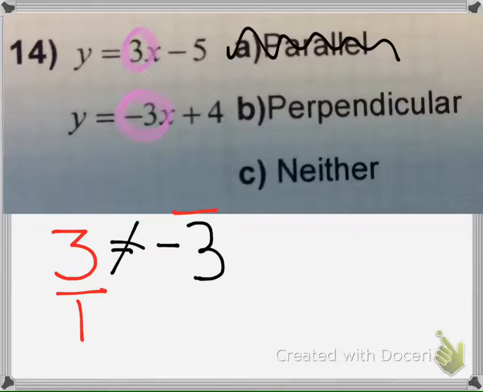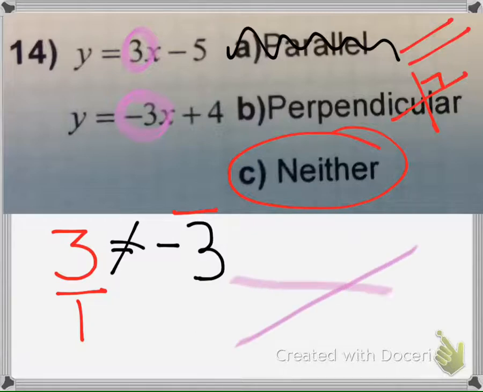This one is an example of neither. It's not going to be parallel. They are going to intersect, and they're not perpendicular. So these two lines here, if we graph them, they're going to intersect, but they're not going to be parallel and they're not going to be perpendicular.